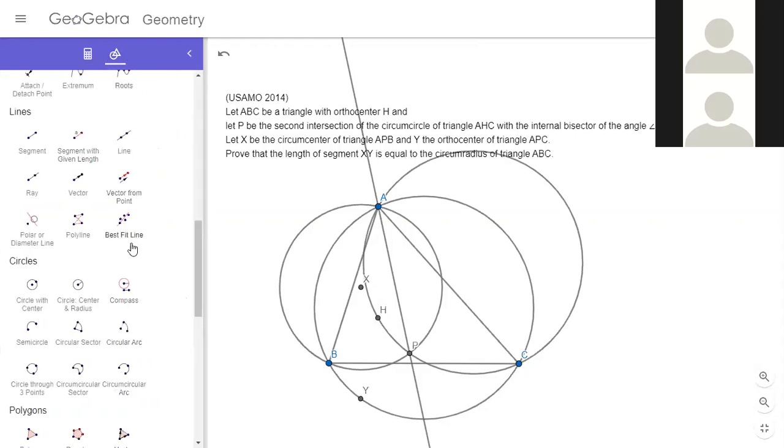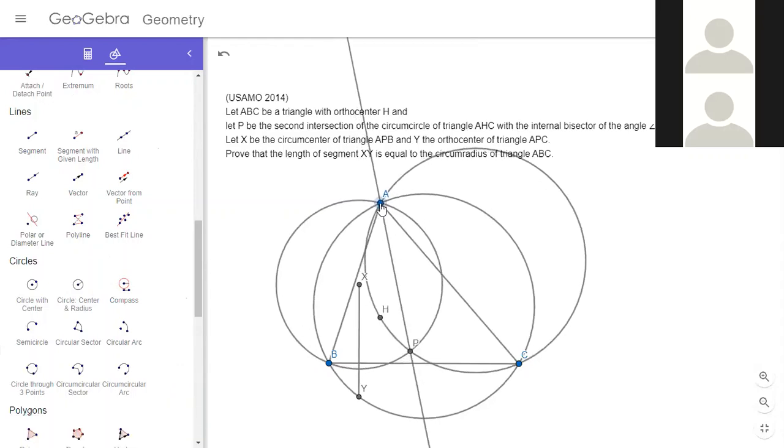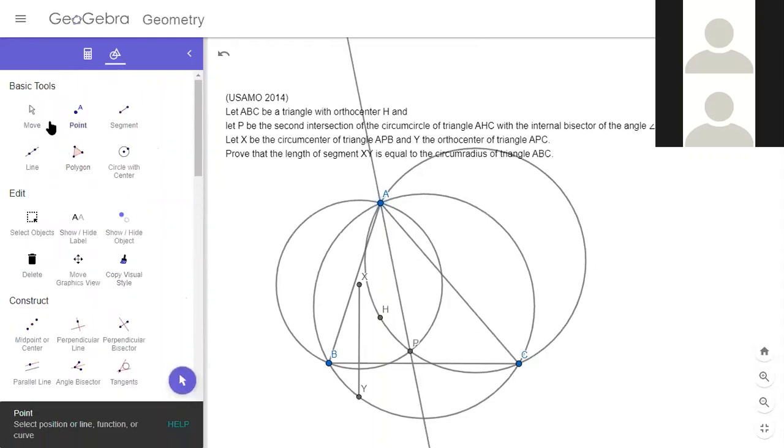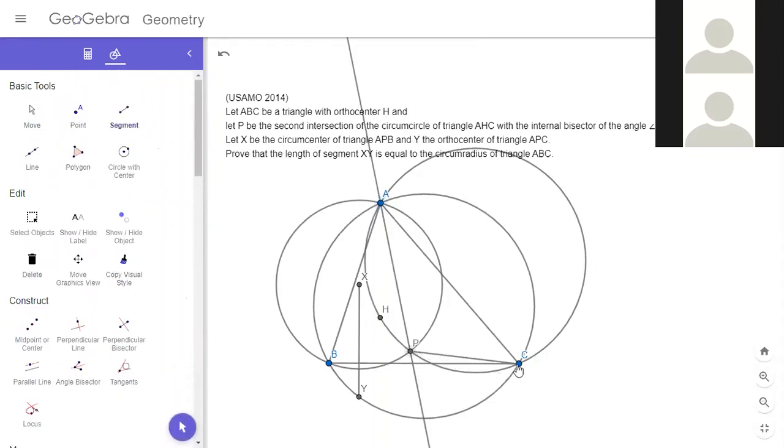So we have to show the length of XY is equal to the radius of ABC. Okay. So is it obvious that the orthocenter of APC lies on the circumcircle? I think it might be obvious because whatever the orthocenter of APC is, when we reflect it over AC, it should lie on the circumcircle of APC. So yeah, it's just symmetry. Okay. So we know Y lies on the circumcircle of ABC.